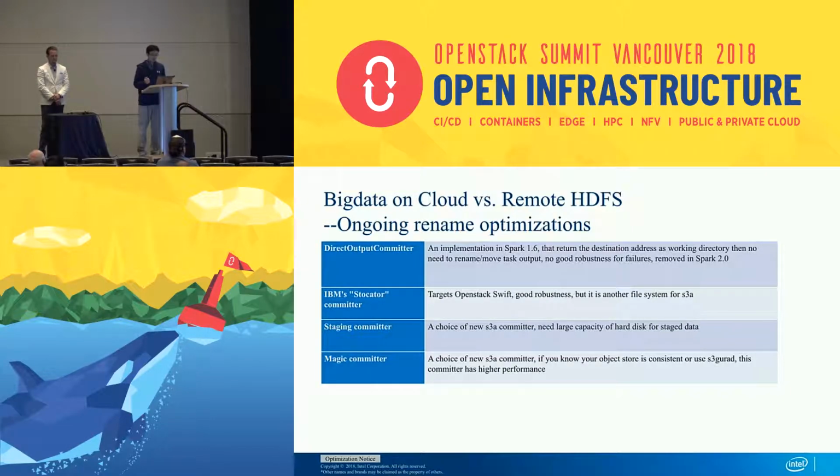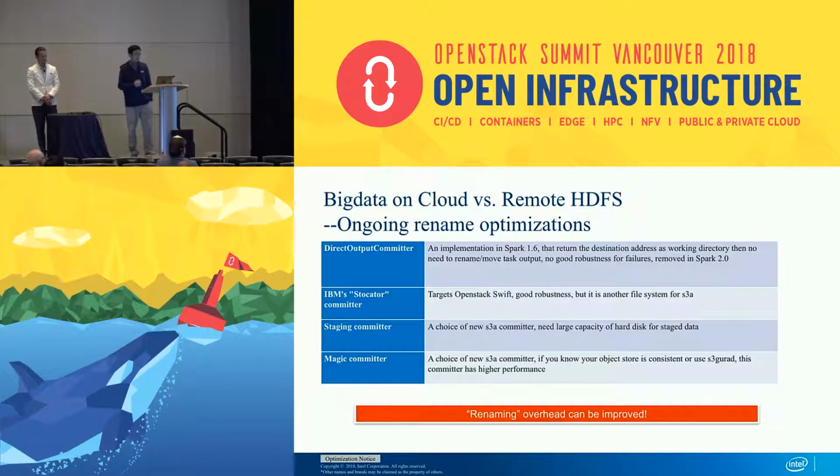And also, there's upstream work called the S3A committer. I think this recently got merged in Hadoop 3.0. Basically, it just eliminates the rename stage, and then you get much better performance for write workloads. Okay, so renaming can actually be improved.